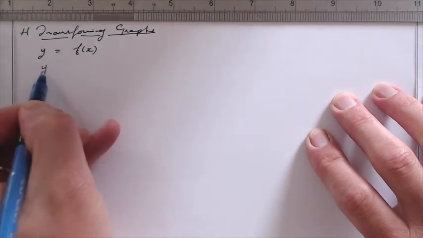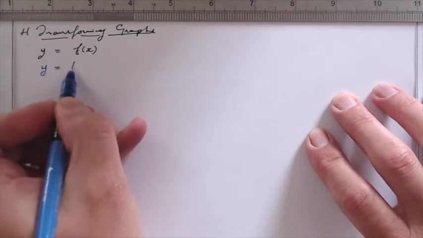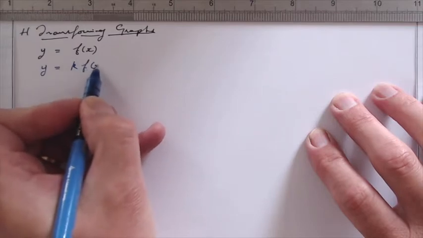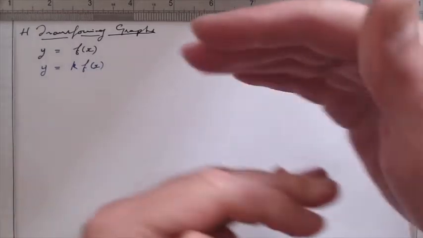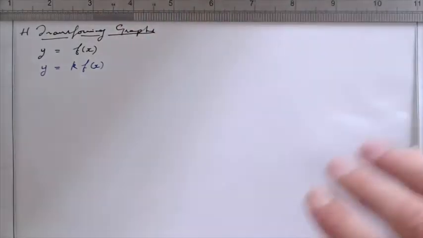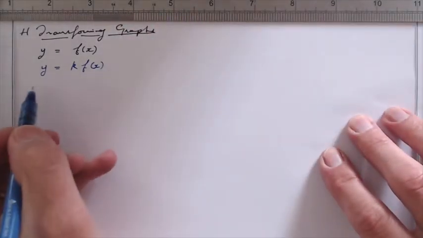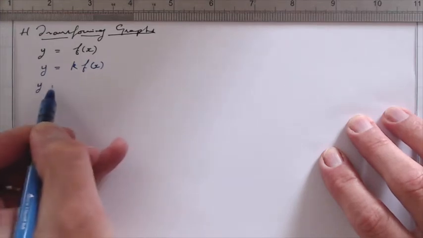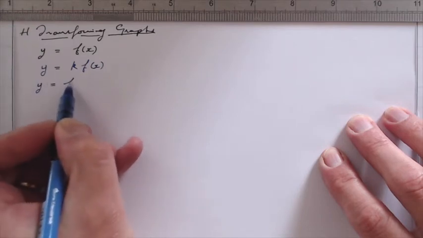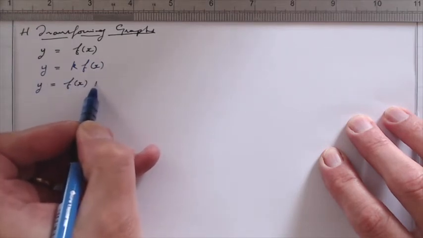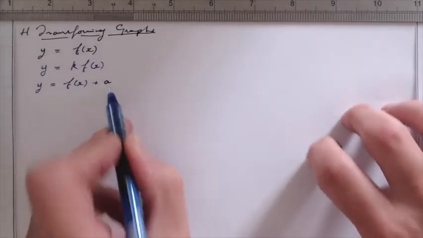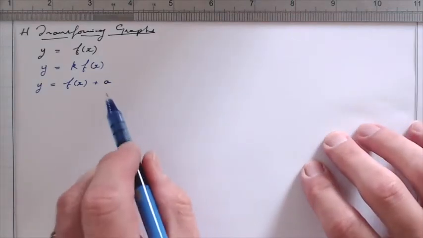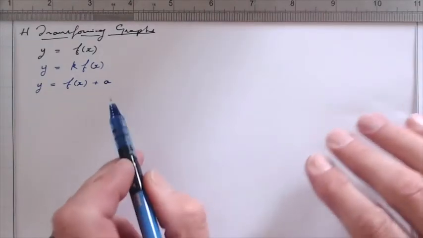First of all, scaling in the y direction. So essentially multiplying the function by a constant. And if that constant is greater than 1, that will have the effect of expanding the function in the y direction. Also involving y would be adding a constant to the function. And this will have the effect, if that constant is positive, of shifting the graph upward in the y direction. If the constant is negative, it will shift the graph downward.